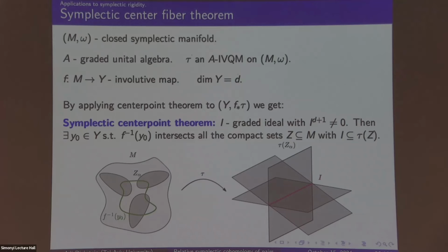Yes. Do I have the correct intuition that if I take a smooth manifold, I look at its cotangent bundle, I have like the projection is involutive, and then the symplectic centerpoint would be a zero section?